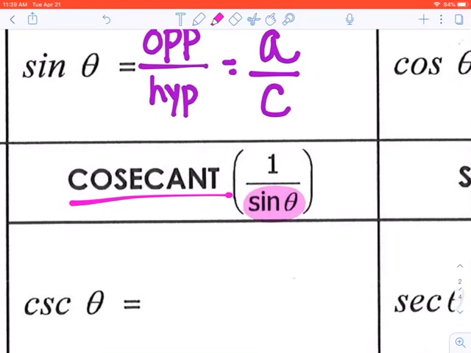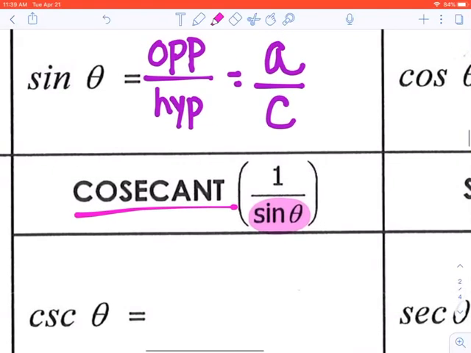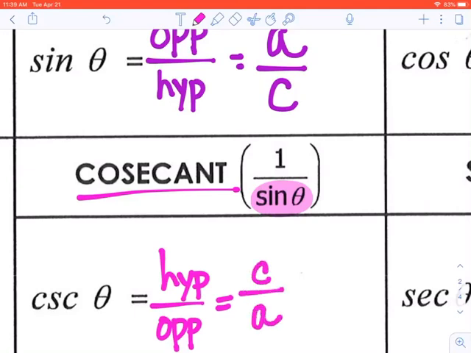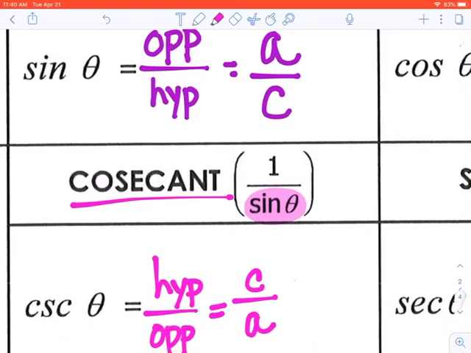So cosecant, I know it's confusing because you think cosine, but it's not. Cosecant is a reciprocal of the sine function. So reciprocal means we flip the fraction. So if I flip opposite over hypotenuse, my cosecant is going to be hypotenuse over opposite. In the right triangle we were discussing above, the hypotenuse is C and the opposite was A. And so you'll see here, these two fractions, A over C and C over A, are reciprocals of each other. So once you know one of them, you know the other one. You just need to flip it over.